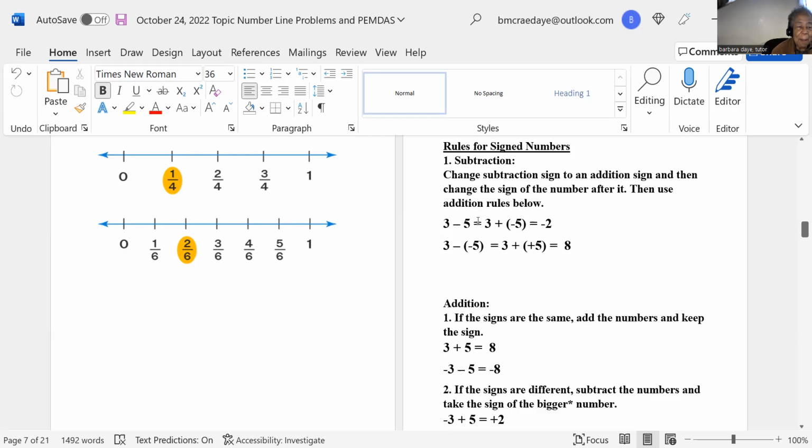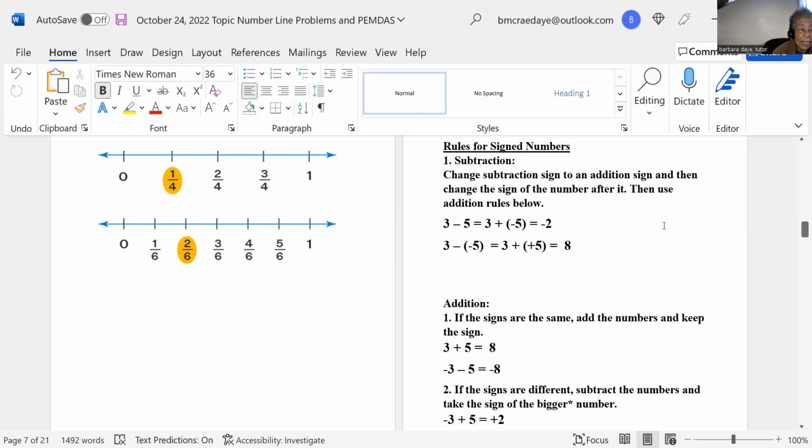3 minus a minus 5, change this sign to a plus 5 and add. 5 plus 3 is 8. Now, most of our operations will be addition, but I just wanted you to understand subtraction.